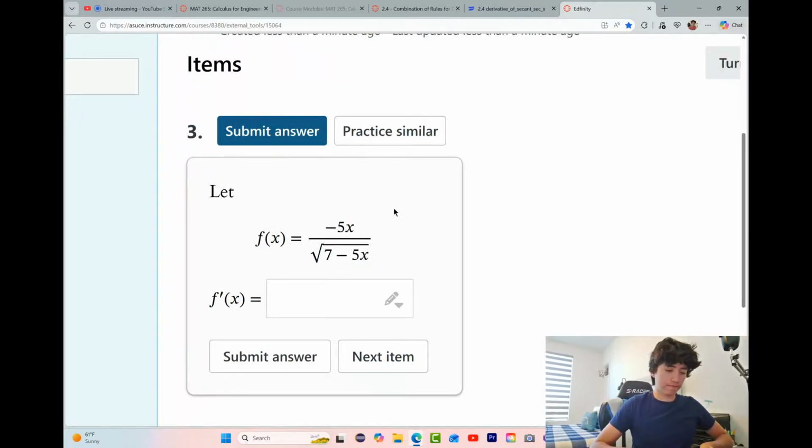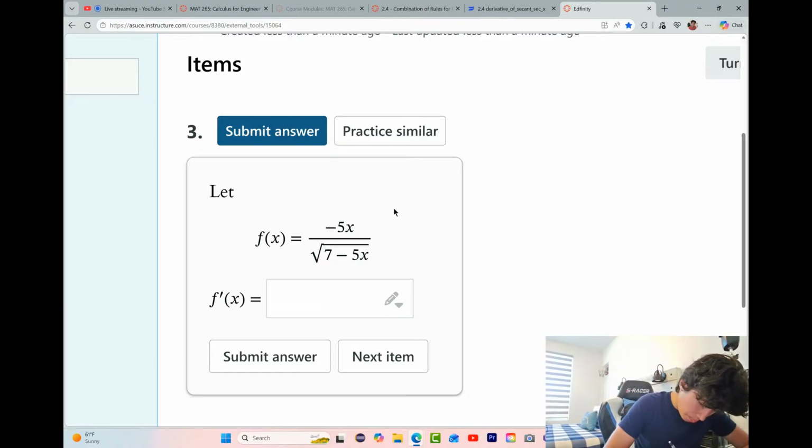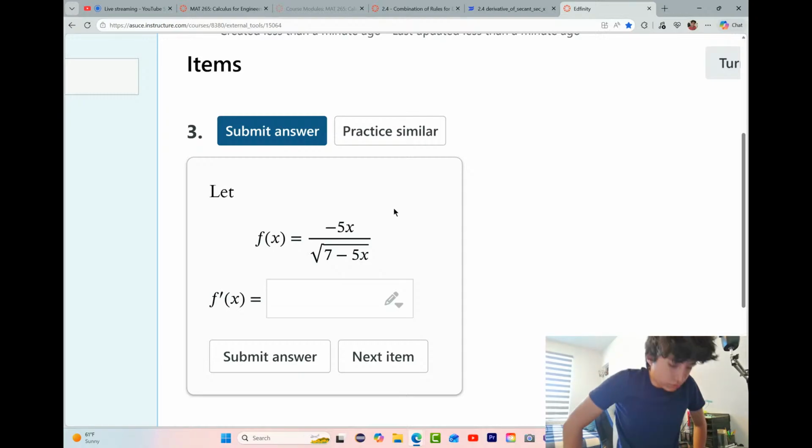All right, we have this. We have f of x equals negative 5x. Oh, hold on. In fact, let's just put f of x in the middle. f of x equals negative 5x over the square root of 7 minus 5x. Cool.